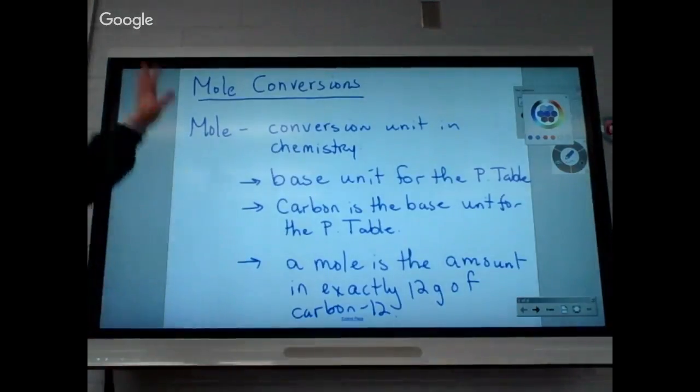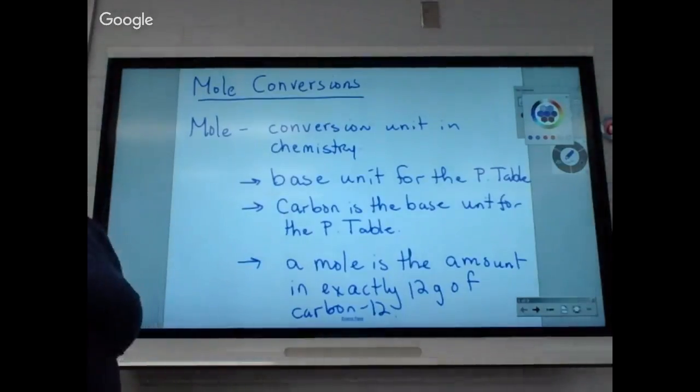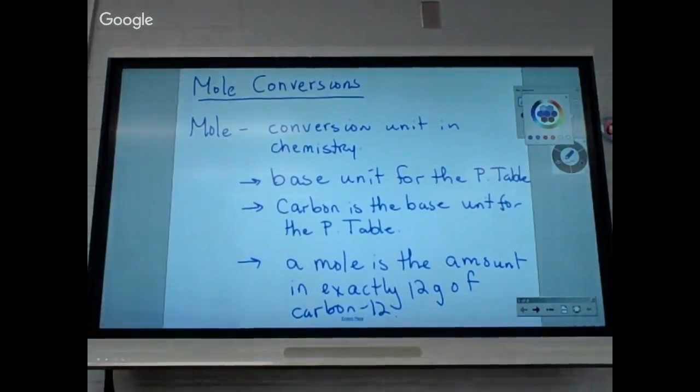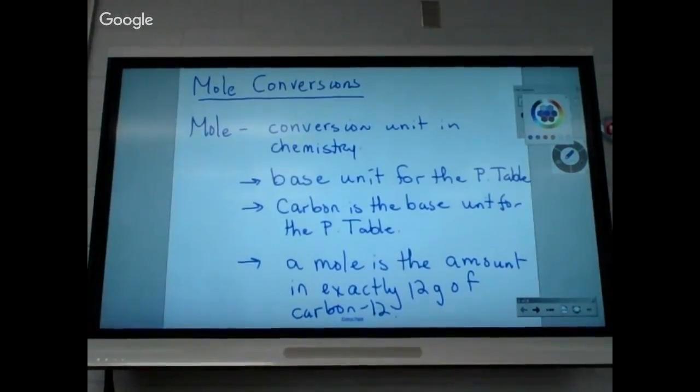Now, what are we going to do with all this junk? Makes absolutely no sense to y'all. All right, we're going to learn how to convert grams to moles because we're going to learn how to calculate lots of things this semester. We're going to learn how to write balanced equations. We're going to learn how to calculate with balanced equations. So this is just a jumping off point for us.